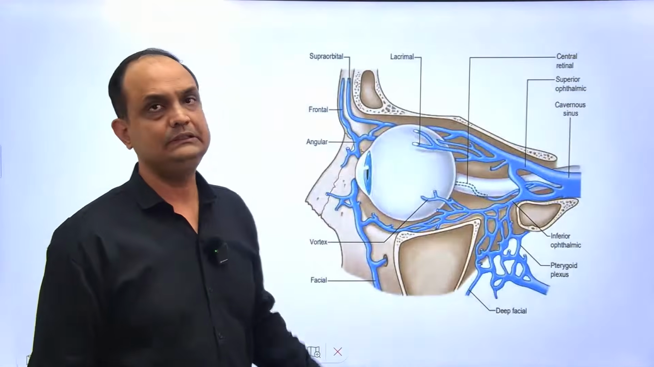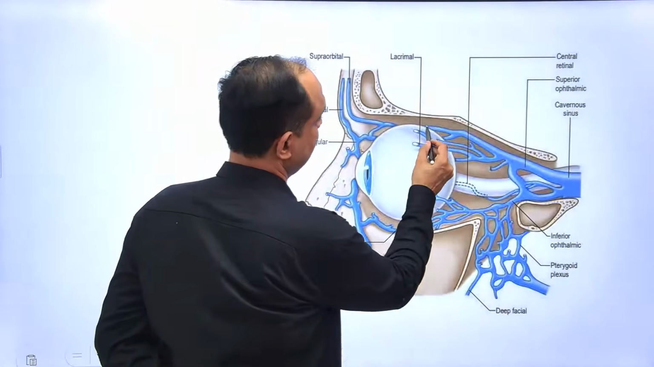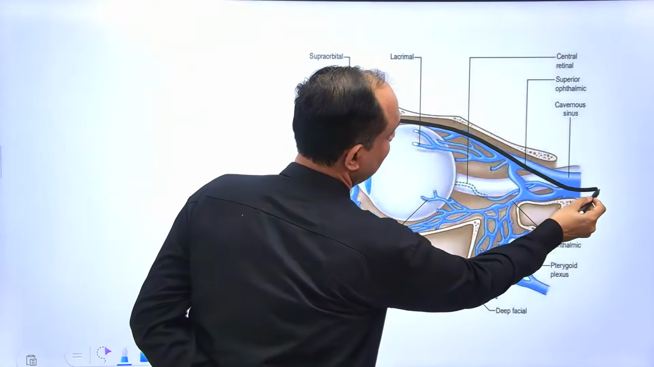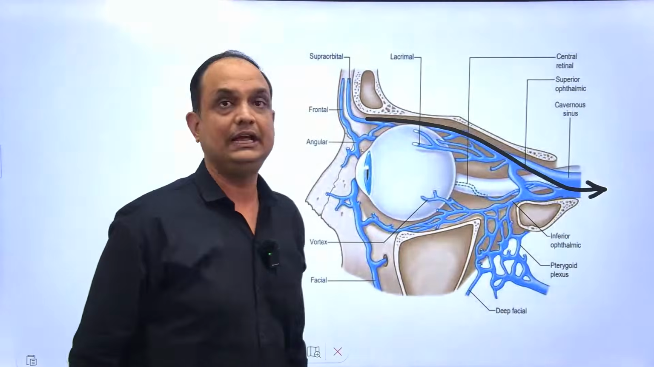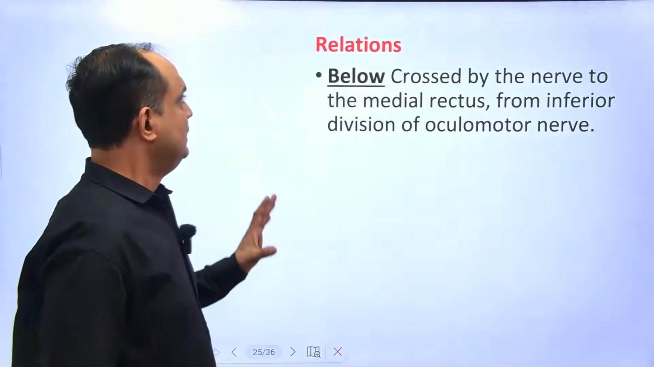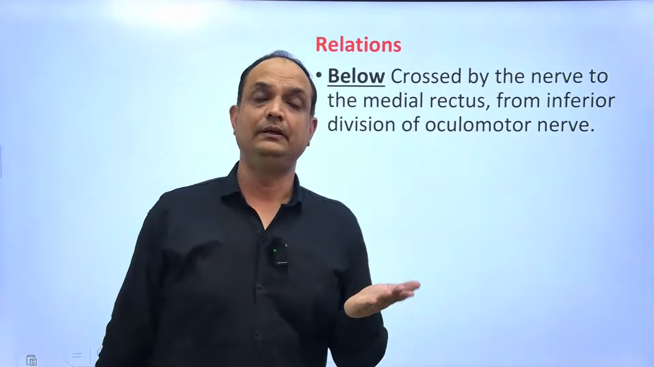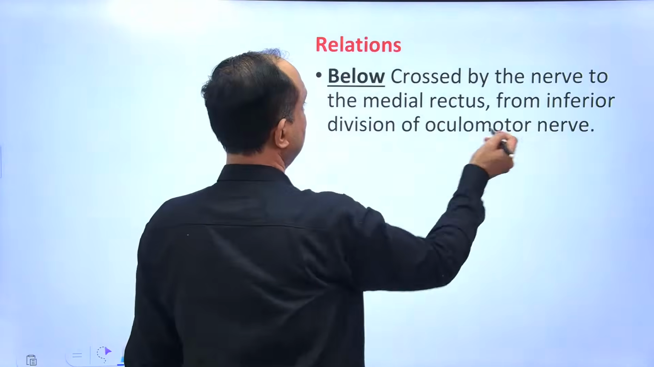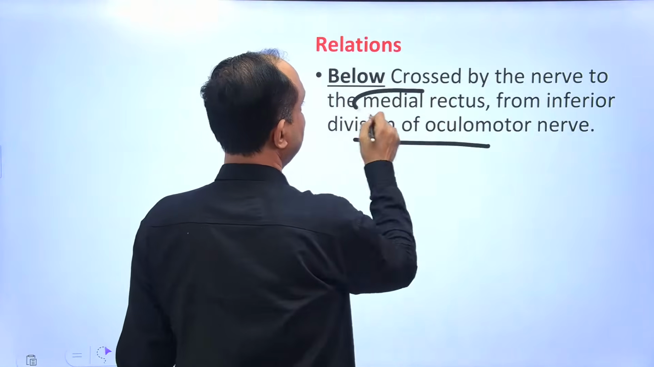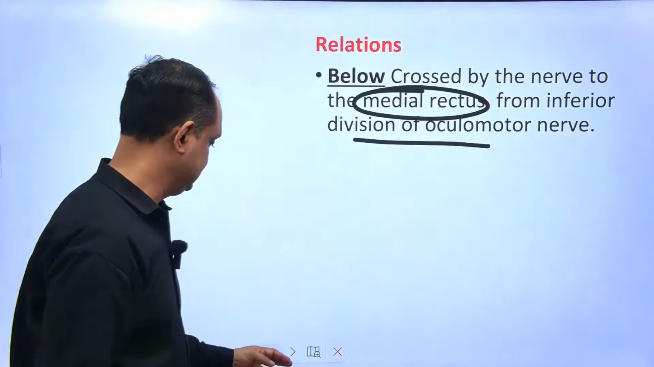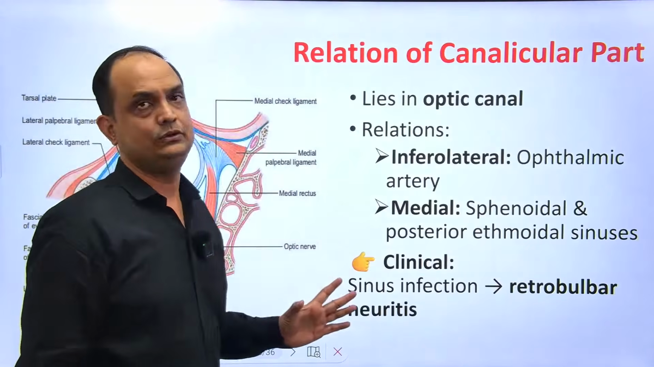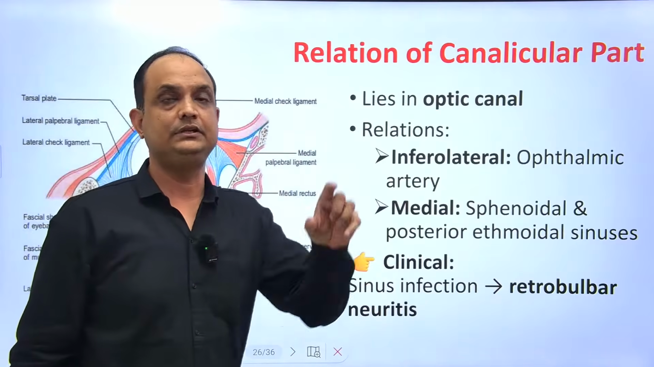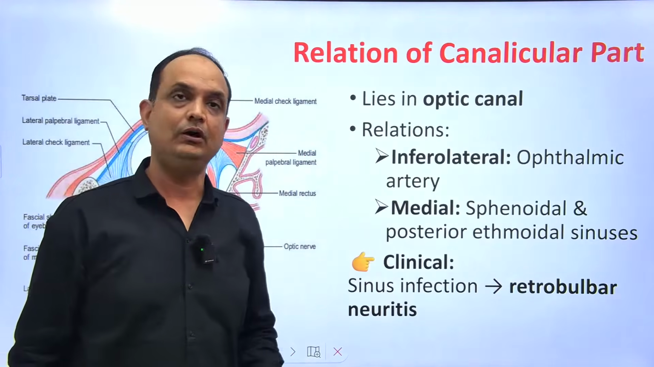Now this is your vein. If you see the vein, this is the medial side. From the medial side, the vein is coming on the lateral side, and later on it will enter into the cavernous sinus. Now what is present below? Below the optic nerve in the orbit, you will find one branch of the inferior division of the oculomotor that is going to the medial rectus. So dear students, when you are reading the orbit, what is the most important relation? On the superior part of the orbit.